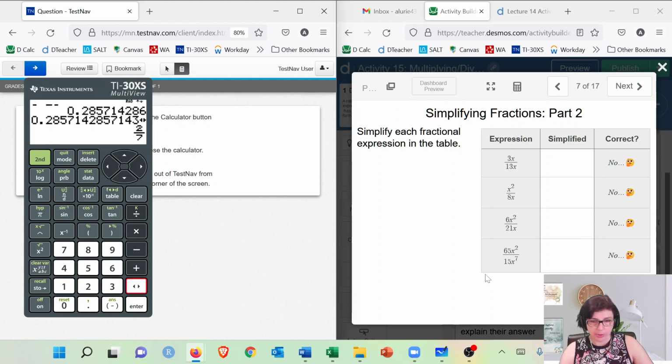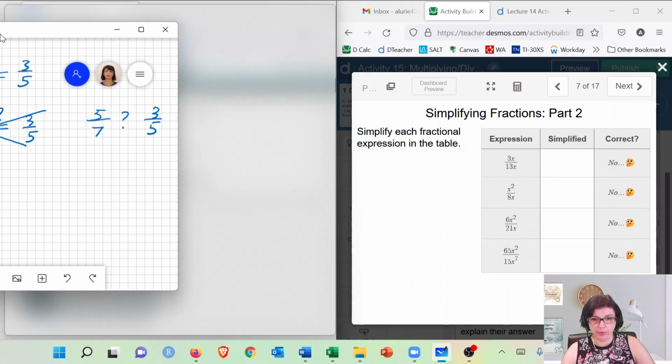Same thing on the last one. The 65 divided by 15 can be simplified, which we should do, and we will see that that is the same thing as 13/3. But what about the variables? So let me explain what will happen with the variables.